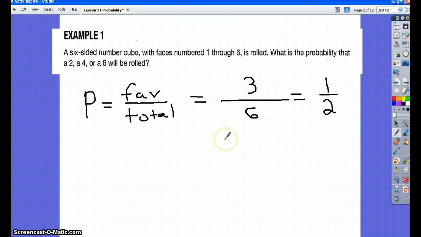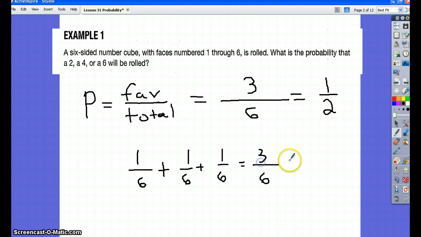If it would have been 1 out of 6, it would just be one of them. You could just add each probability to get a total of 3 out of 6, which is 1/2. Same thing.